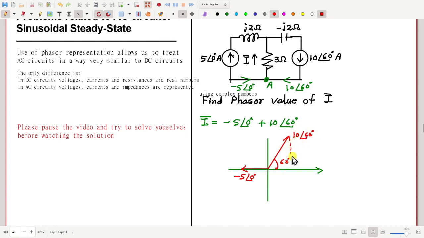If you decompose this in real and imaginary parts, then the real part will be plus 5, and the imaginary part will be sine 30 into 10, that is 5 √3, into J. So now when you add all these quantities, plus and minus 5 will cancel and we will get only J5 root 3. This is in ampere, which is also the same as 5 root 3 angle 90 degree, as you have said. Okay, fine.